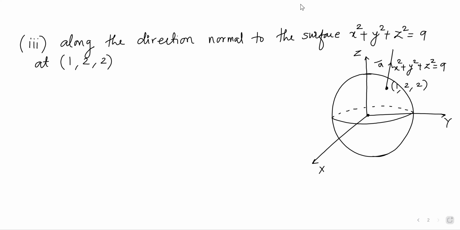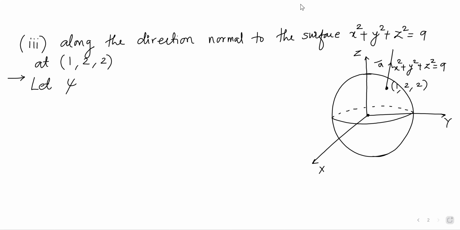Normal means perpendicular, correct? That is the difference between tangent and normal. So here, what is your A bar? A bar is nothing but the normal to the surface. Now we have seen that we get the normal to a given surface by using the gradient of phi. The physical interpretation is that grad phi gives you the normal to the given surface, correct?